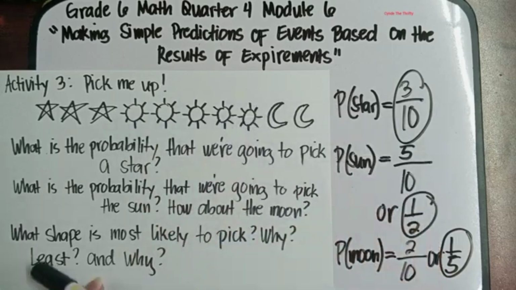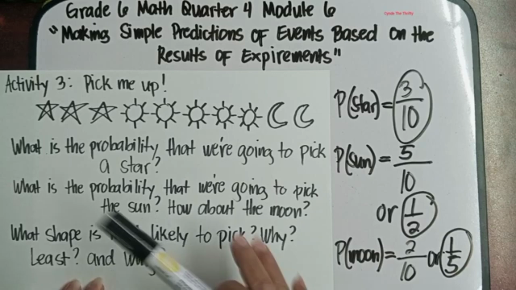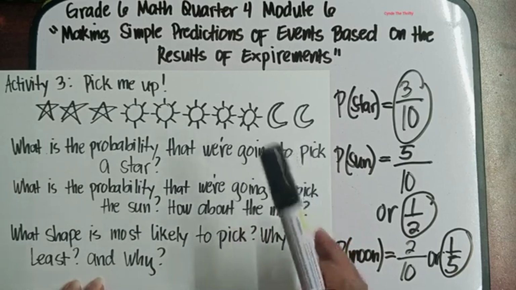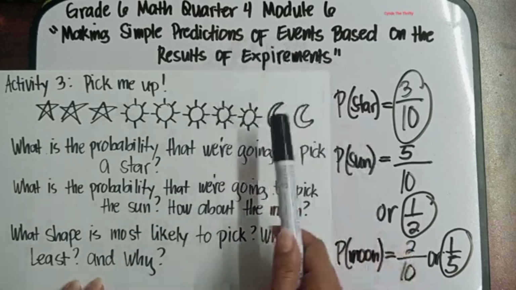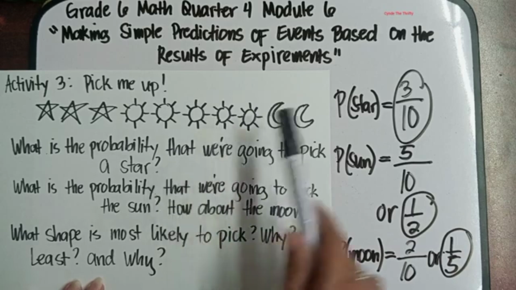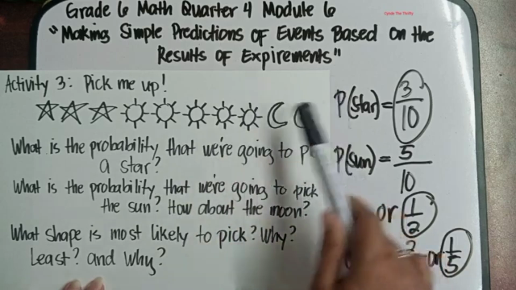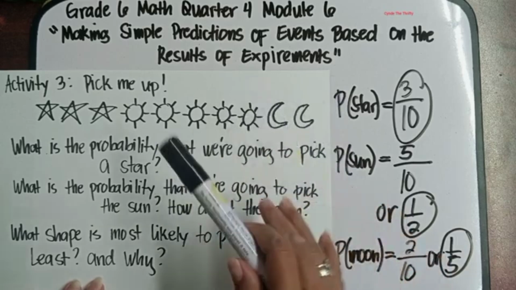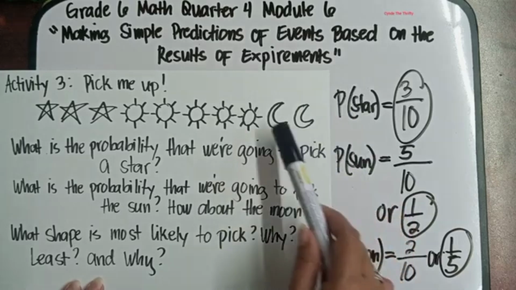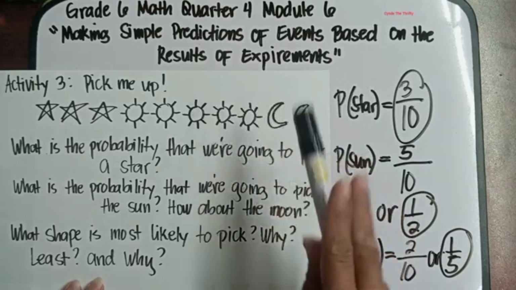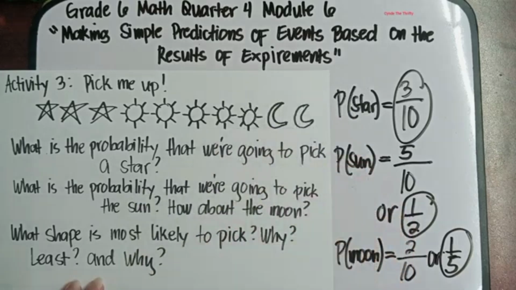And then, ang least naman and why. So, ano naman yung least na ma-pick natin kaya and why? The least shape to pick is the moon. Why? Because there are only 2 moons. So, maliit lang yung chance niya na siya yung ma-pick natin kasi dalawa lang siya sa ating illustration.